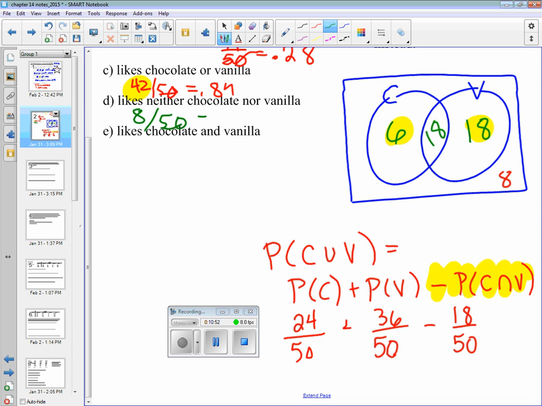Or you can reduce that fraction as well. All right, how about likes chocolate and vanilla? Where am I looking at in the Venn diagram for that? Where they overlap, which happens to be in the middle there, which is going to be 18 out of 50. And this gets me, y'all have calculators, 0.36. 0.36, thank you.